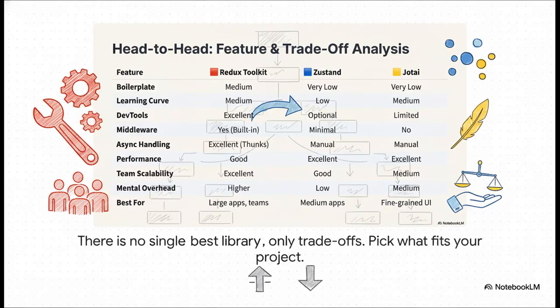So let's put them head to head. Redux Toolkit: amazing for dev tools and scaling across big teams, but yeah, it's got a little more boilerplate. Zustand and Jotai are way lighter, you can get up and running much faster, but they offer fewer guardrails. You see, there's no single best library. It's all about trade-offs. You're just picking the tool whose trade-offs you're most comfortable with for your specific project.